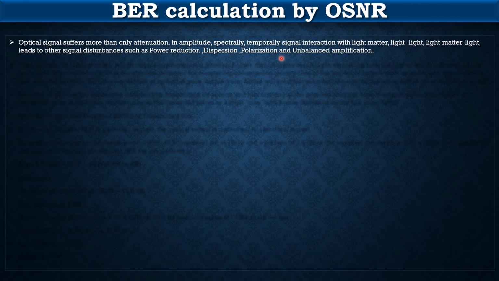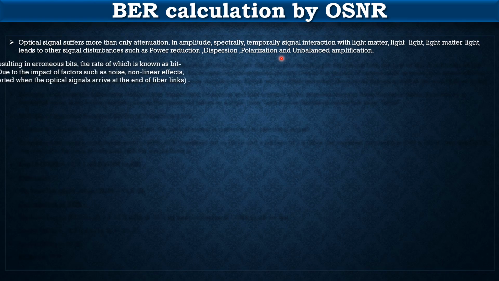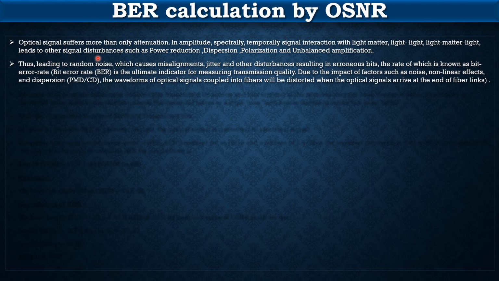So there are several factors which affect the light when it travels through the transmission medium, more than attenuation, thus leading to random noise which causes misalignment, jitter, and other disturbances, resulting in erroneous bits. This means more bits will be in error, the rate of which is known as the bit error rate. So these linear or nonlinear effects occurring in the fiber medium create random noise, which increases the bit error rate.